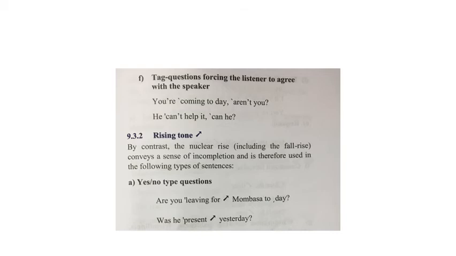Okay, let's now discuss rising tone. By contrast, the nuclear rise, including the fall rise, conveys a sense of incompletion and is therefore used in the following types of sentences. احنا حكينا ال falling intonation conveys a sense of completion, finality. هنا العكس إنه rising intonation conveys a sense of incompletion.